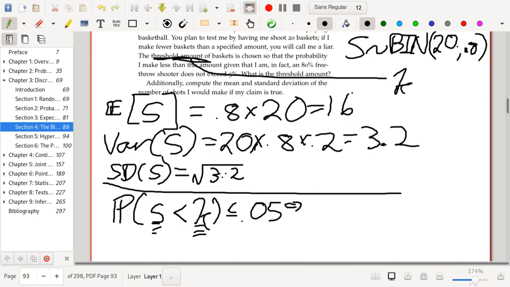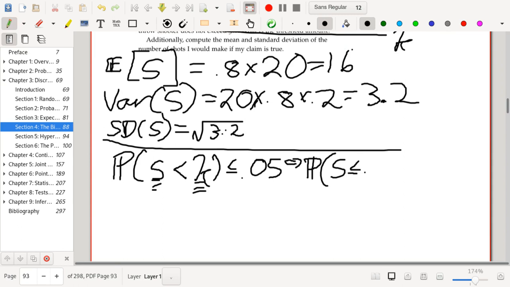Let's play around with this expression some more before continuing on. This is saying that the probability that S is less than or equal to K minus 1 is less than or equal to 0.05. By doing that, I have the CDF on the left-hand side of the inequality and 0.05 on the right-hand side. So what we need to do now is basically a reverse lookup. We're looking for the largest number possible such that the CDF is less than or equal to 0.05.